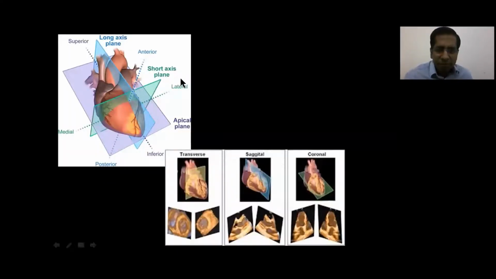These pictures are from the ASE 2018 Transthoracic Echo Guidelines, wherein you have the long axis plane, which would be the sagittal plane, and you have the short axis plane, which would be the coronal plane, and then you have the apical plane. And the corresponding images would be, for the transverse plane, the short axis images. For the sagittal plane, it would be the long axis images, the apical long axis image also. And you have the apical four-chamber view, which would be the apical plane.